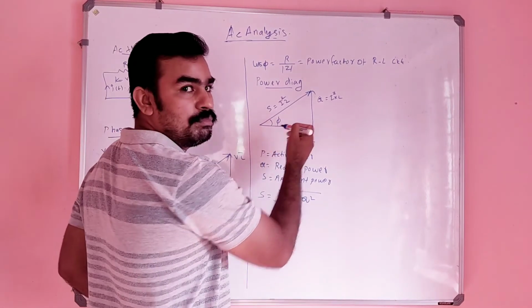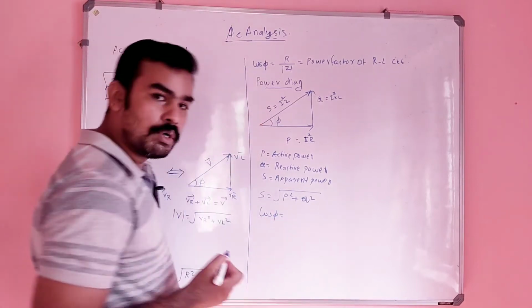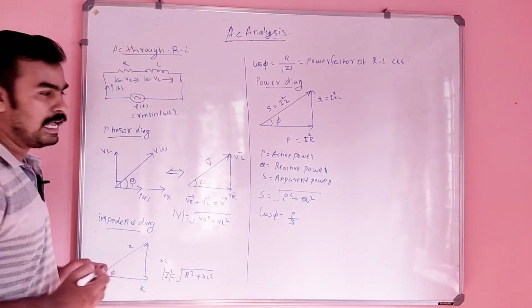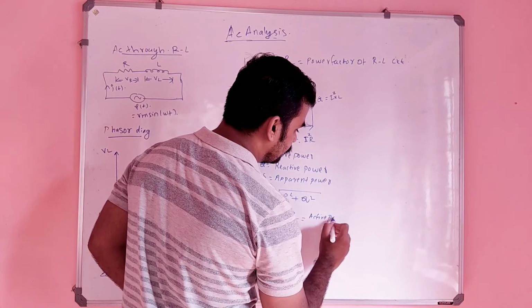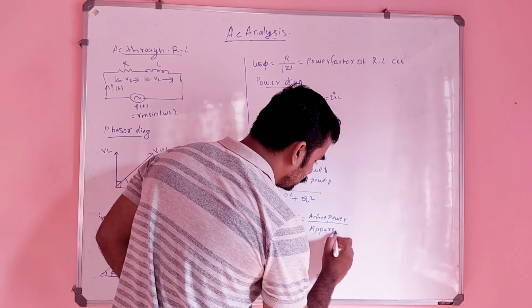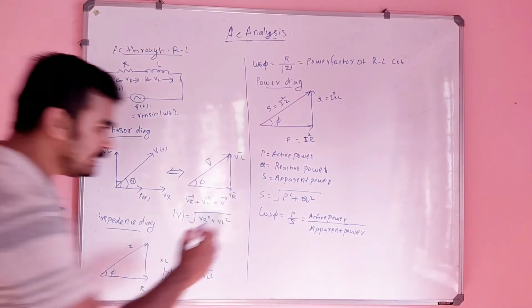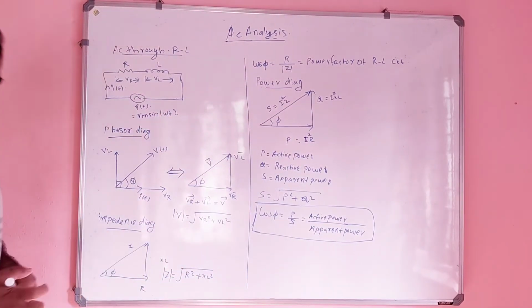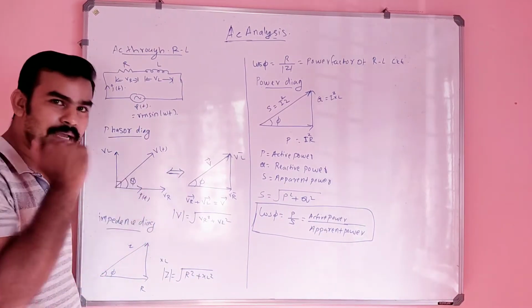Then from this, can you tell me what is cos phi? Cos phi is nothing but P by S, correct? Active power divided by apparent power. So this is the most important definition in this session: cos phi is equal to active power by apparent power.